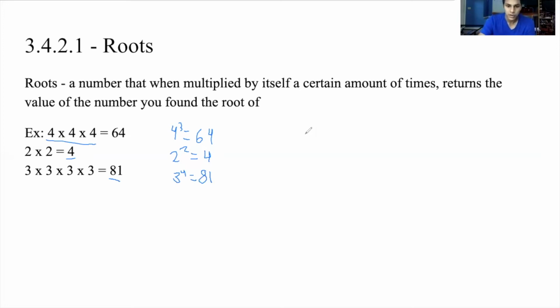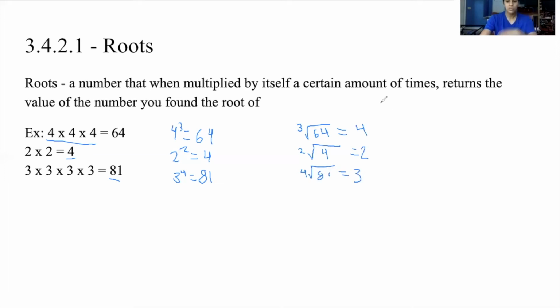So therefore, if I wanted to find the third root of 64, and this is how you write the root symbol, with the 3 for the root, right? The third root of 64, which we also call the cube root, that's going to equal 4. If I want to find the square root of 4, because when we find the second root, we call it the square root, that equals 2. And if I wanted to find the fourth root of 81, that would be 3.